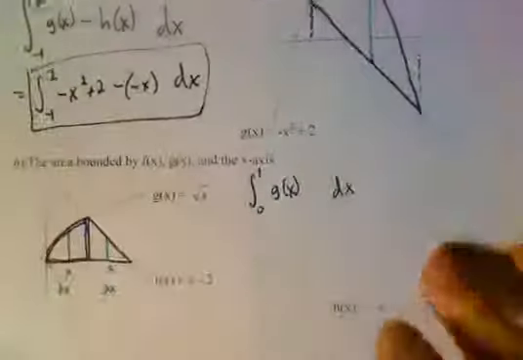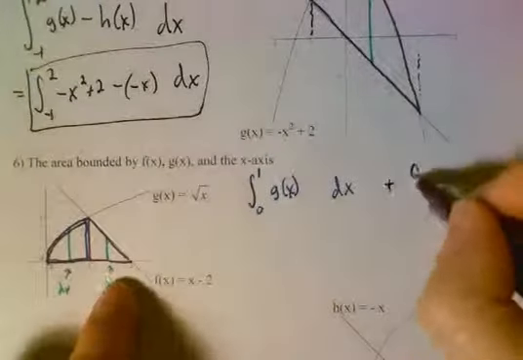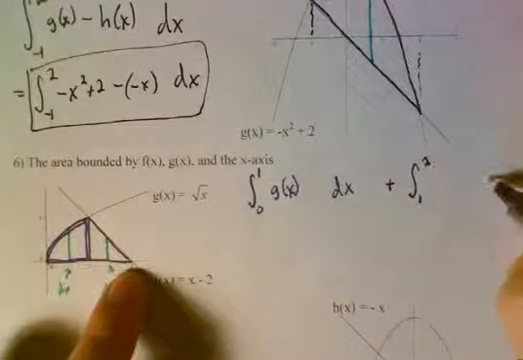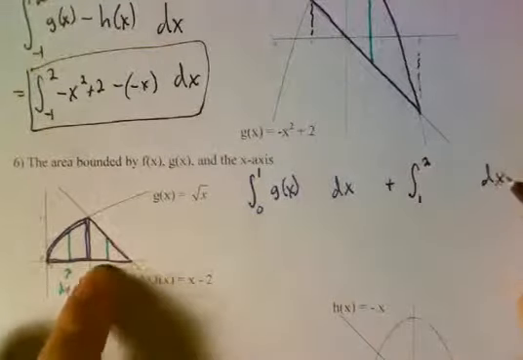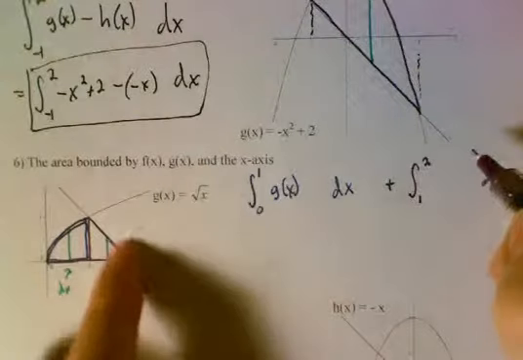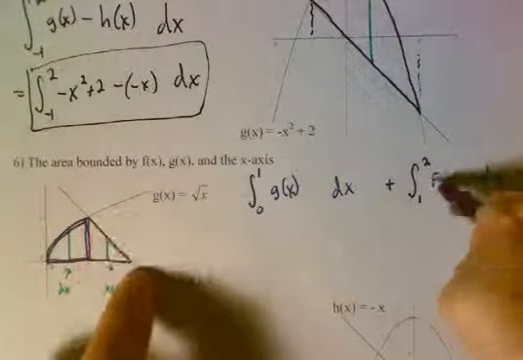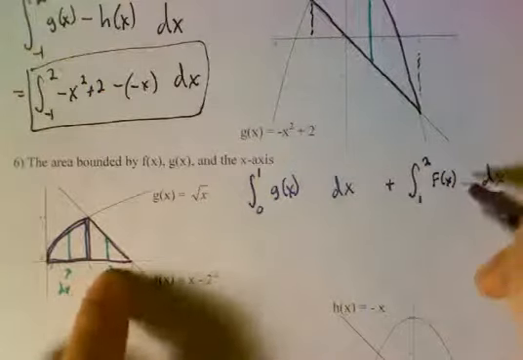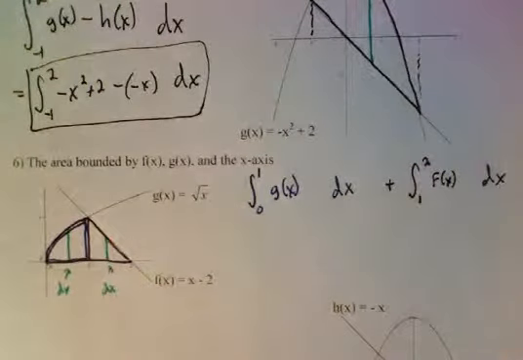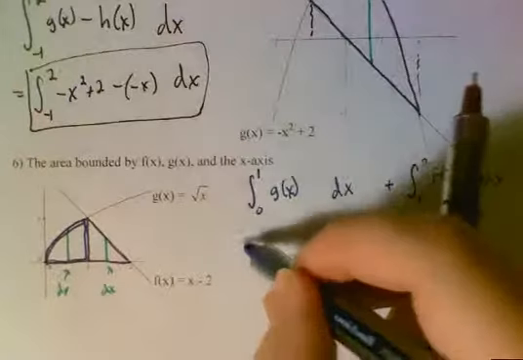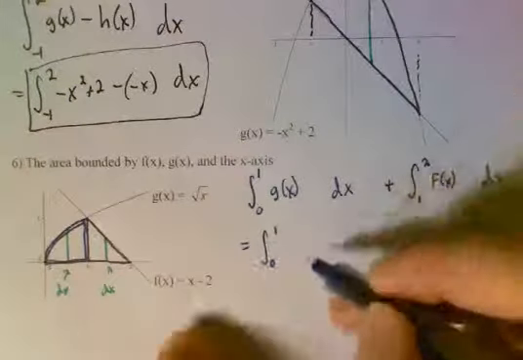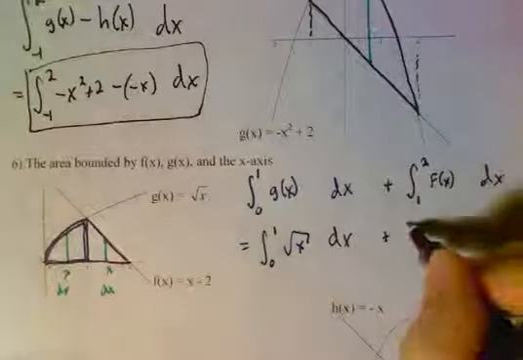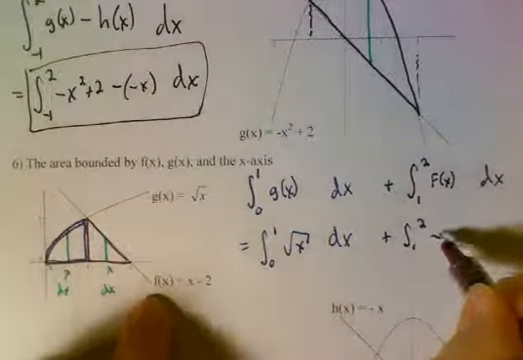Then to that, I'm going to add this purple one. I'm starting at 1, ending at 2. The width is dx. So I'm taking f of x and subtracting the x-axis, which is just y equals 0. So I can do f of x minus 0 or just f of x. And then go ahead and substitute those in. g of x is the square root of x. f of x is x minus 2.